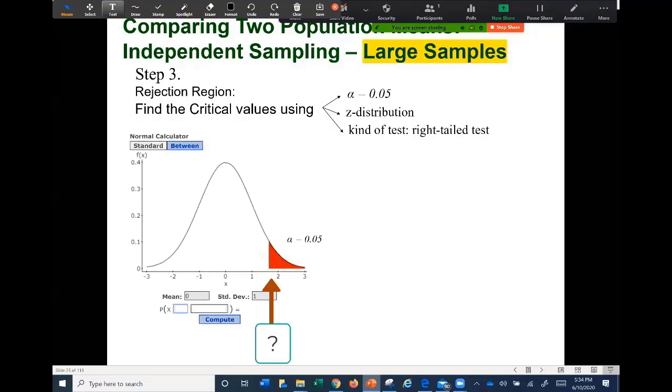How can we find this reference value, this critical value? In StatCrunch, you can go to Stat. In Stat, you can go to Calculator. And after that, you can go to Normal Distribution. Because it's a right-tail test, you have to work with a standard. It's only one side. Then you want to find the corresponding critical value such that this tail is 0.05.